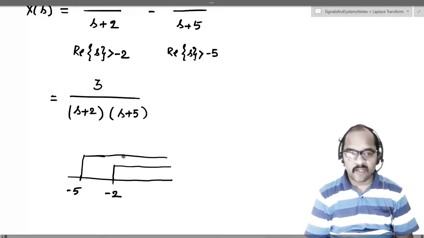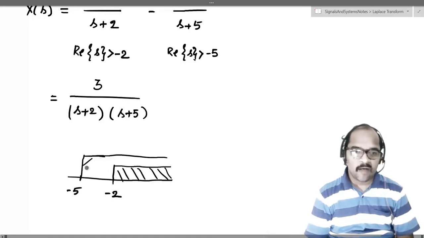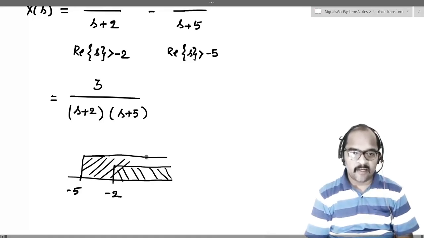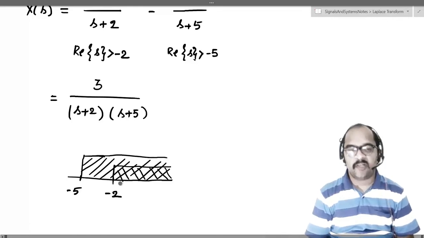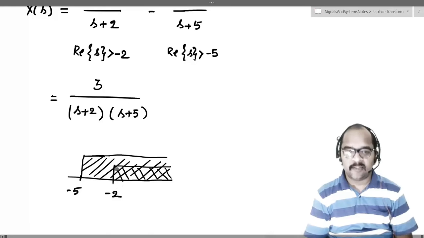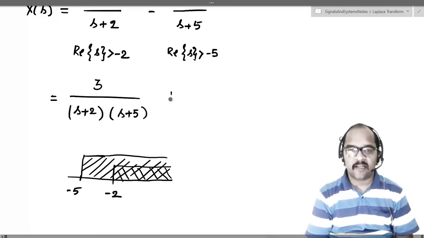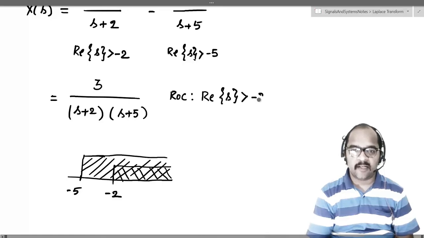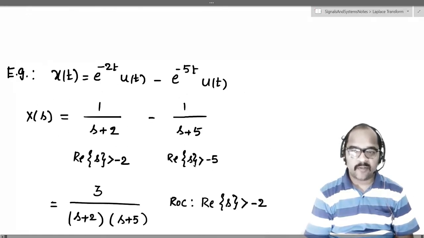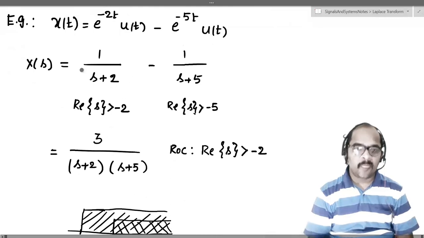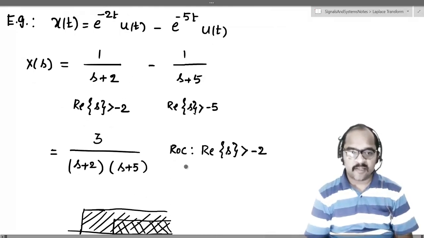Okay, so when will both converge? Let's say this is the region where real part of s is greater than minus 2, just for symbolic representation, and this is the region where real part of s greater than minus 5 will converge. Both will converge only if the real part is in this region, which is nothing but real part of s greater than minus 2. So the overall ROC is real part of s greater than minus 2. Okay, so that is the Laplace transform of the signal with corresponding ROC.